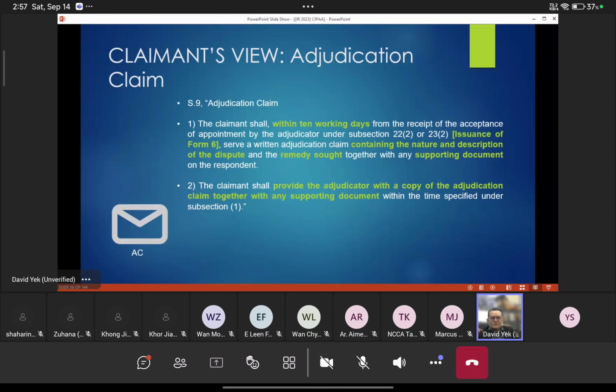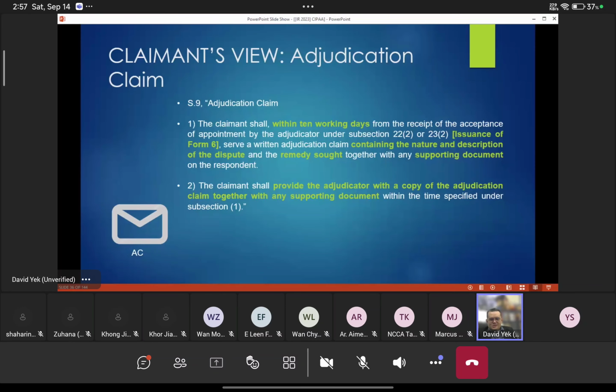So this has to be done within the 10 working days upon the acceptance of the adjudicator. The moment the adjudicator submits his Form 6, that is the starting time. You have 10 working days to submit your adjudication claim.